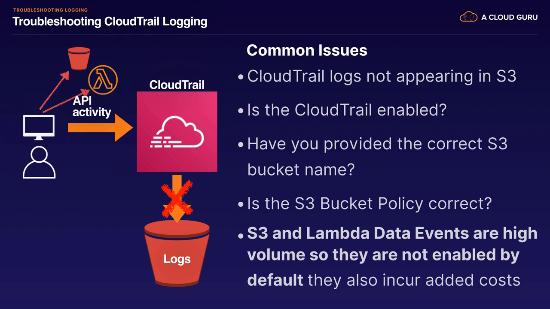And in this situation, the main things I would check for are firstly, is the CloudTrail actually enabled? Have you specified the correct bucket name? And does the S3 bucket have the correct permissions? Or is there maybe a bucket policy or access control list which is preventing CloudTrail from writing logs to the bucket? And the last thing I would check is if you're looking for S3 or Lambda data events, then they are not enabled by default because they do tend to be really high volume and they also incur added costs. So they do not enable them by default. So let me show you what I mean about that in the console.